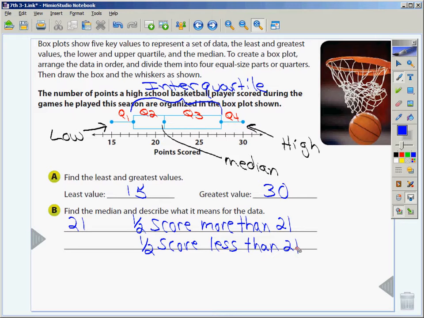Everybody good with A and B? Good? Evan, okay?